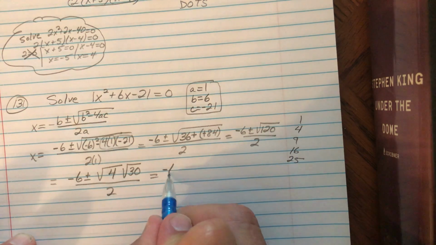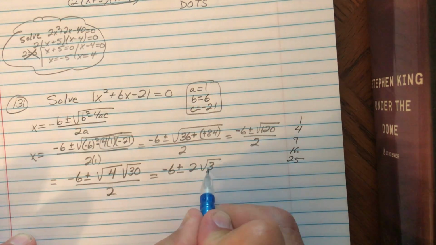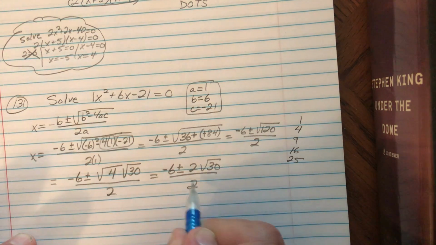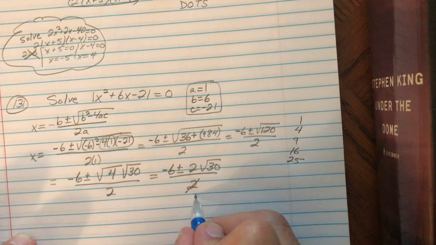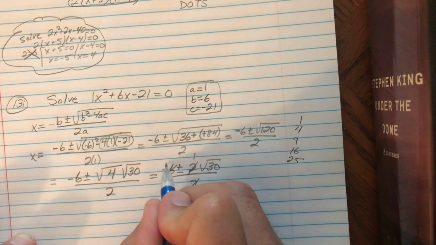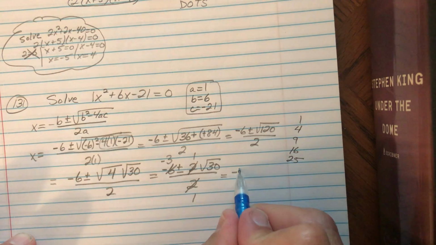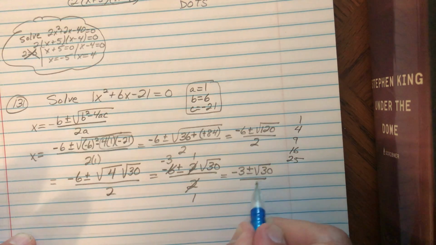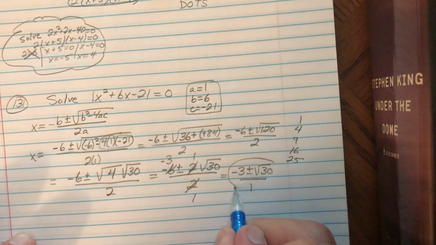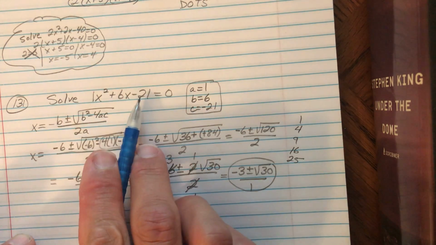So I get negative 6 plus or minus, the square root of 4 is 2. And then finally, these three numbers have something in common, 2. So you could factor out a 2. So you get negative 3 plus or minus radical 30 over 1. And what you've just found here are the roots of this quadratic.